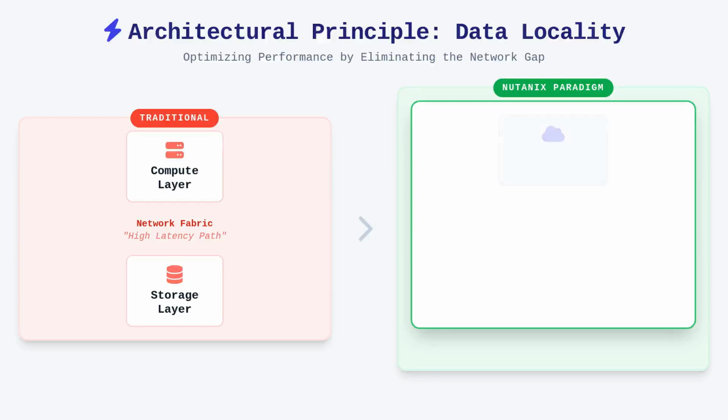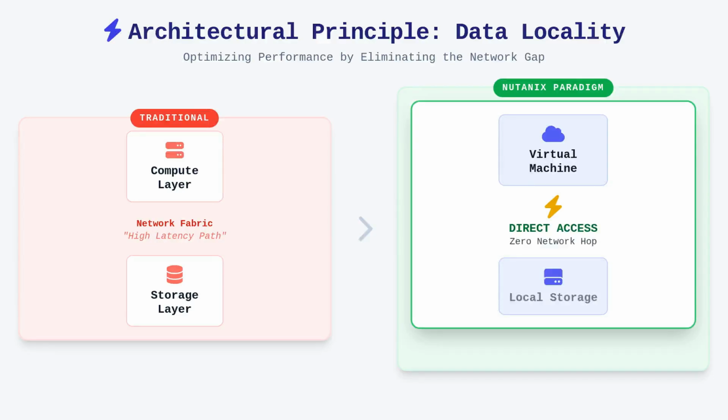Nutanix flips this paradigm by ensuring that the virtual machine's data is physically written to the local disk of the node currently running the virtual machine workload. When a VM requests data, the AOS process attempts to serve that request from the local high-performance storage on the same host, drastically reducing latency and minimizing the utilization of the physical backend network.